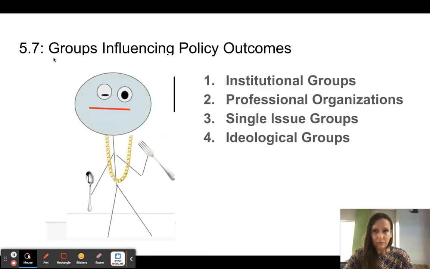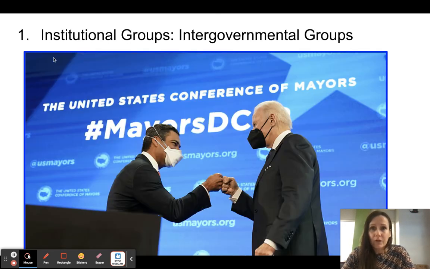All right, so now let's get into 5.7, groups influencing policy outcomes. What type of groups are there? We're going to talk about institutional groups, professional organizations, single issue groups, and ideological groups. So first, let's break down intergovernmental groups as a type of institutional group.